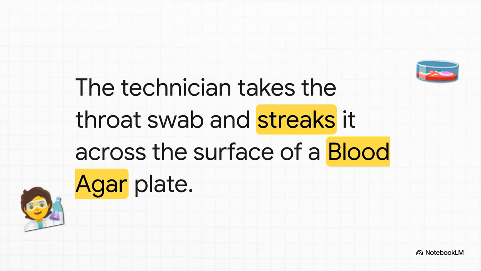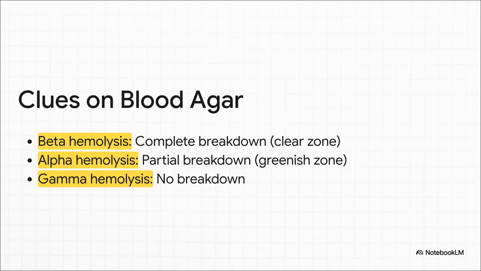it's a differential medium. And it's right here that the bacteria are going to leave behind their fingerprints. And here it is. This is the aha moment. As the bacteria grow, some of them release these toxins that actually destroy the red blood cells in the agar. Scientists call this hemolysis, and it shows up in 3 distinct ways.